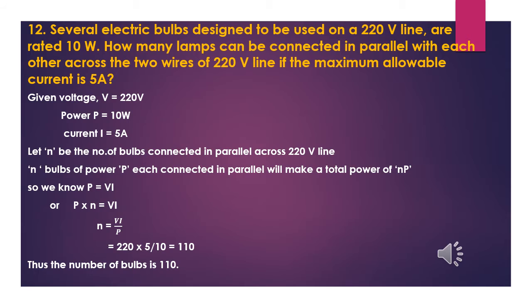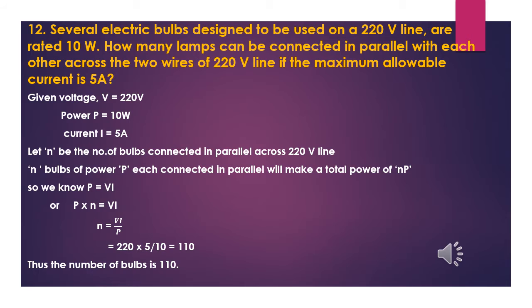Now let N be the number of bulbs that can be connected in parallel across this 220 volt line. If N is the number of the bulbs, and P is the power rating of each bulb, then the total power becomes N into P. So N bulbs of power P each connected in parallel will make a total power of N into P.